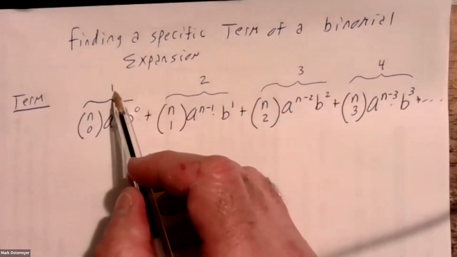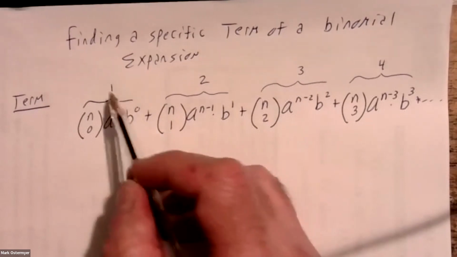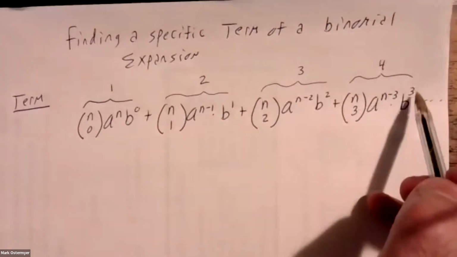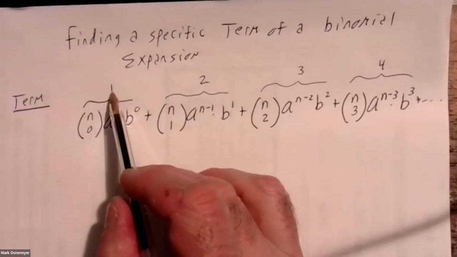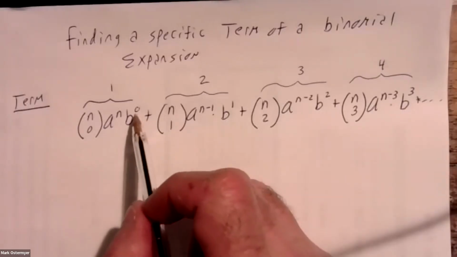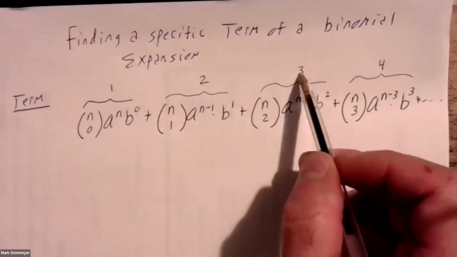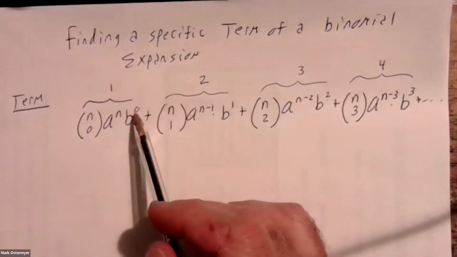How does the term number relate to the exponent on B? 1, 0, 2, 1, 3, 2, 4, 3. What's the relationship between the power on B and the term number? Power plus 1 or term minus 1. Yeah, so notice the power on B lags 1 behind the term. Everybody see that there? 1 behind the term.